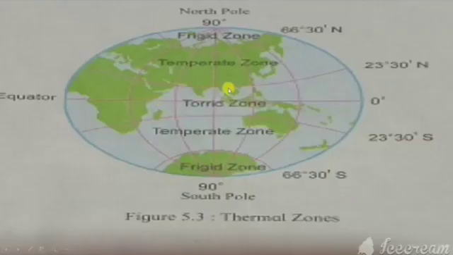Okay. When the ocean currents flow from the frigid zone to the torrid zone, it reduces the temperature of the coast in the torrid zone. So as soon as it comes from the frigid zone to the torrid zone, it reduces the temperature, and when the current flows from the torrid zone to the frigid zone, it increases the temperature of the coast in the frigid zone. Okay. So this was the explanation of this figure.